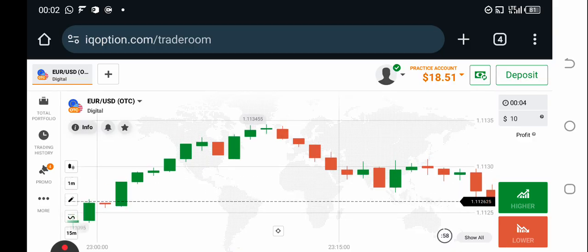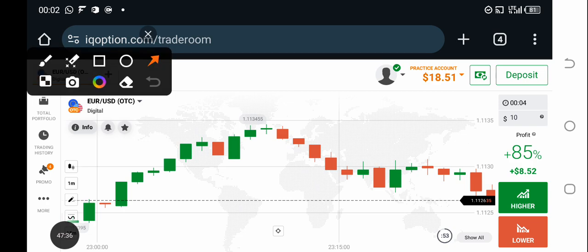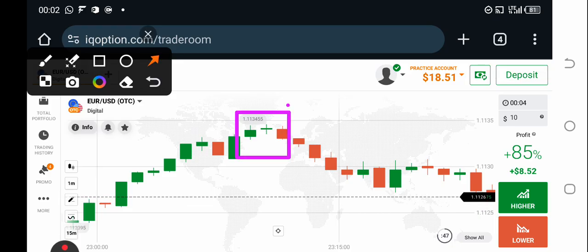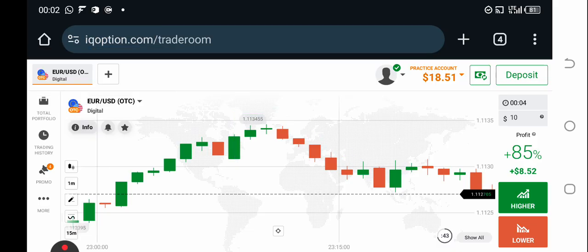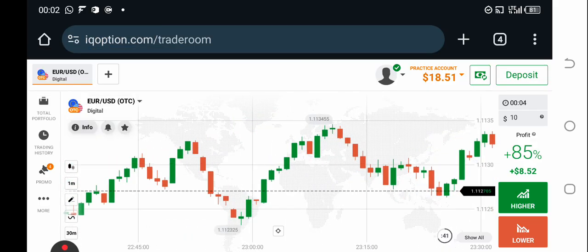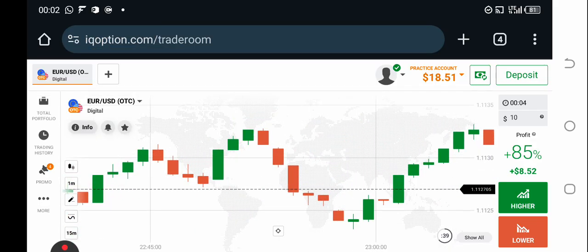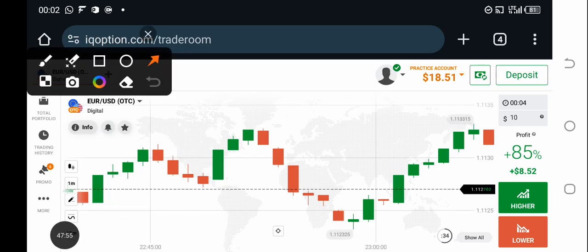This is also an evening star, appearing in an uptrend, telling you the market wants to drop. You can see that's an evening star. Okay, this is a tweezer bottom. I see tweezers. Tweezer. Okay.